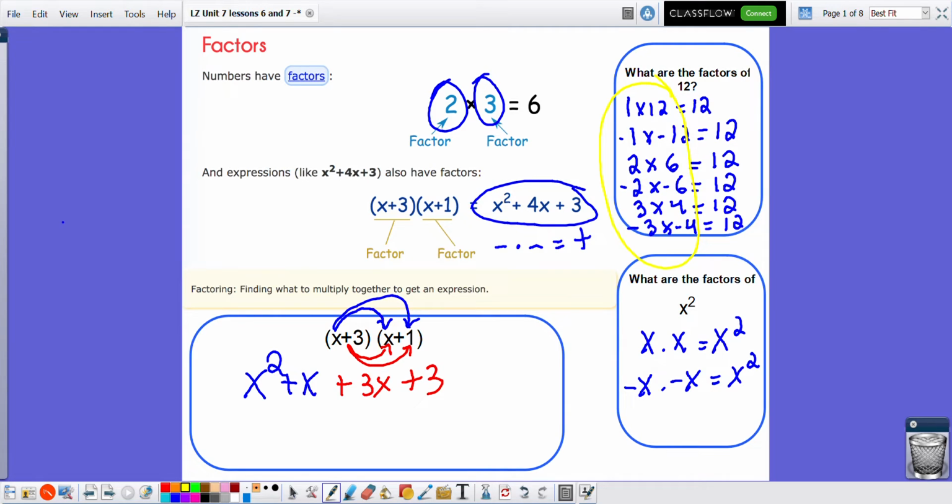We need to do one more step. We need to combine like terms. So x squared and 3 will stay alone because we don't have another x squared and we don't have another constant. However, we need to combine like terms. We have x and we have 3x. We need to put them together. x plus 3x is 4x. So your equation will look like x squared plus 4x plus 3, which is the equation that we got here. This is how you find the standard form.